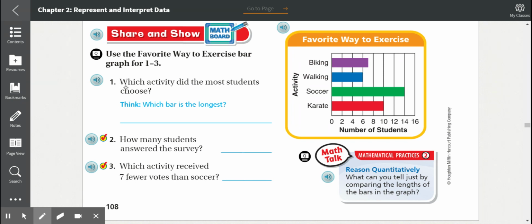Okay, let's answer number 1. Which activity did the most students choose? So we can think which bar is the longest. Okay, the green bar is the longest, it is soccer. Soccer, we go to the end, 14 chose soccer. That's the most. So which activity did the most students choose? Soccer.